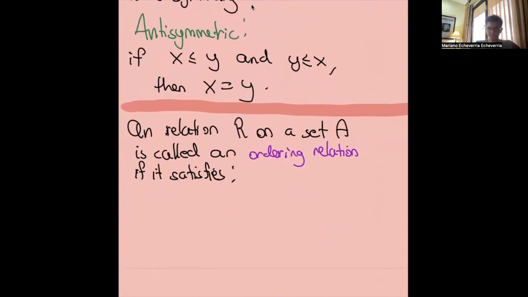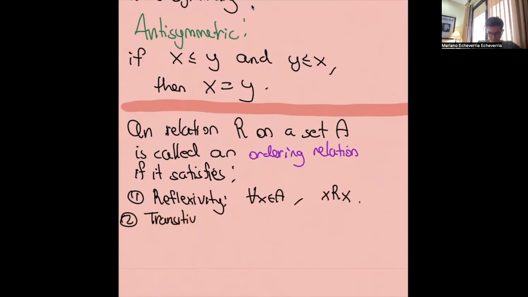Well, the first one we already said, reflexivity, which we know from before. That for every x in A, x is related to x, right? The transitivity that we also have seen before, right? That for every x, y, z in A, if x is related to y and y is related to z, then x is related to z.